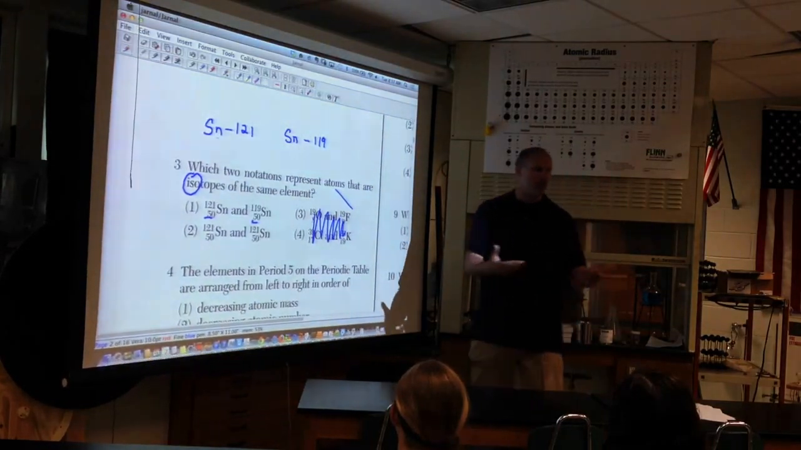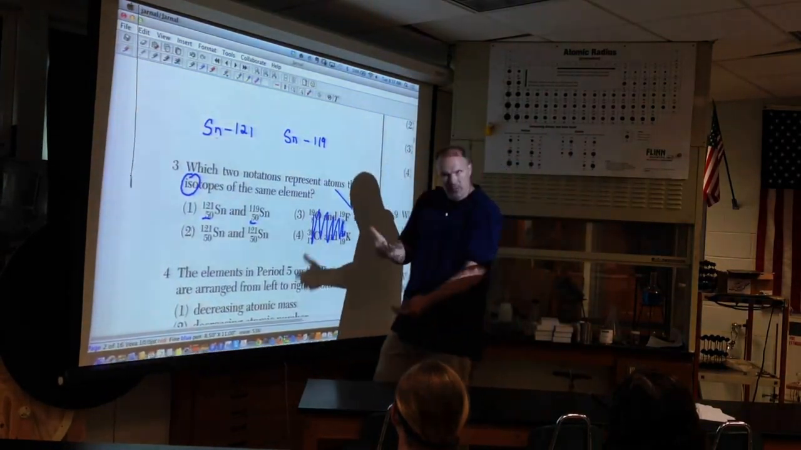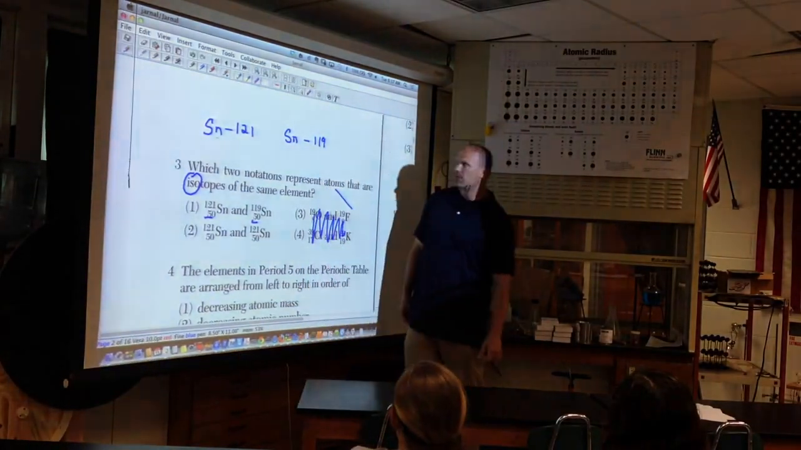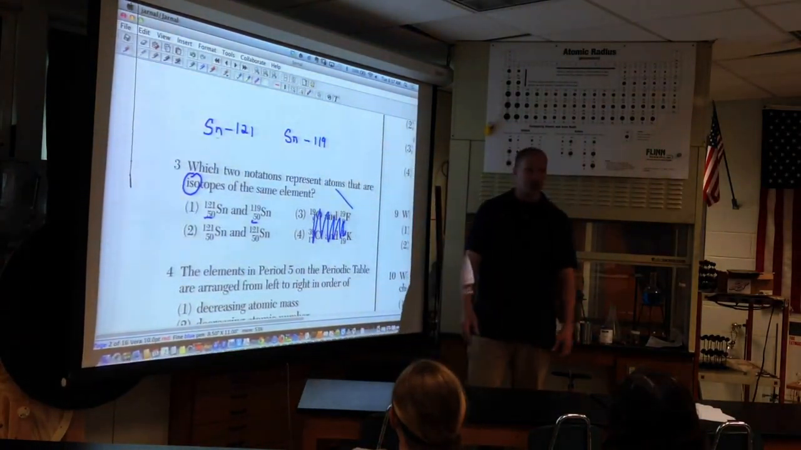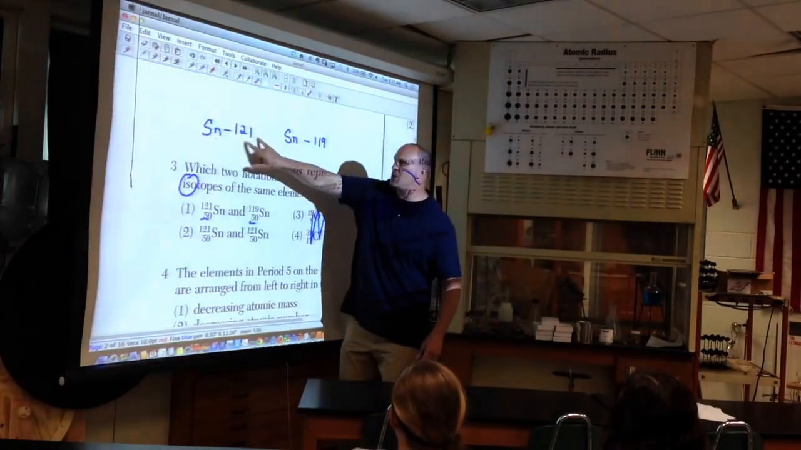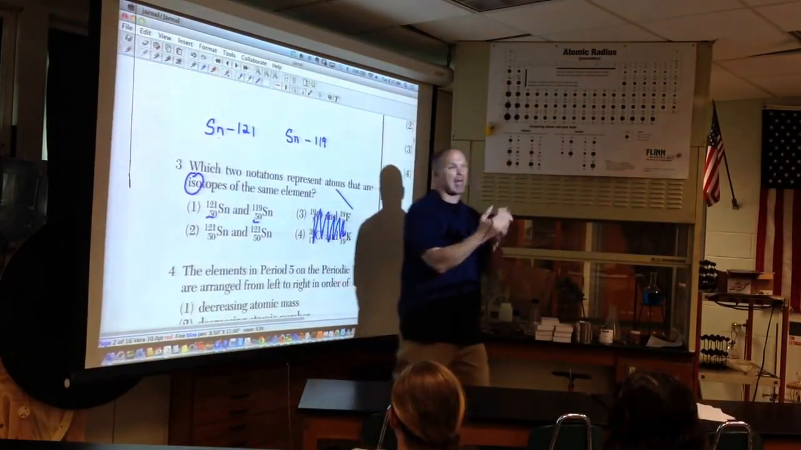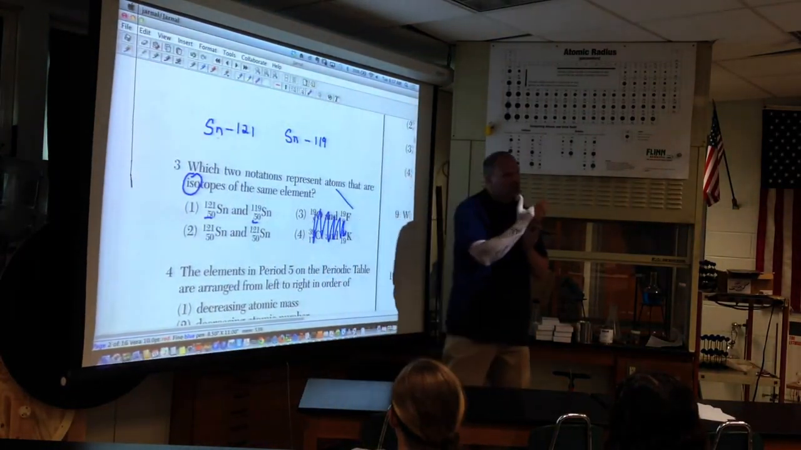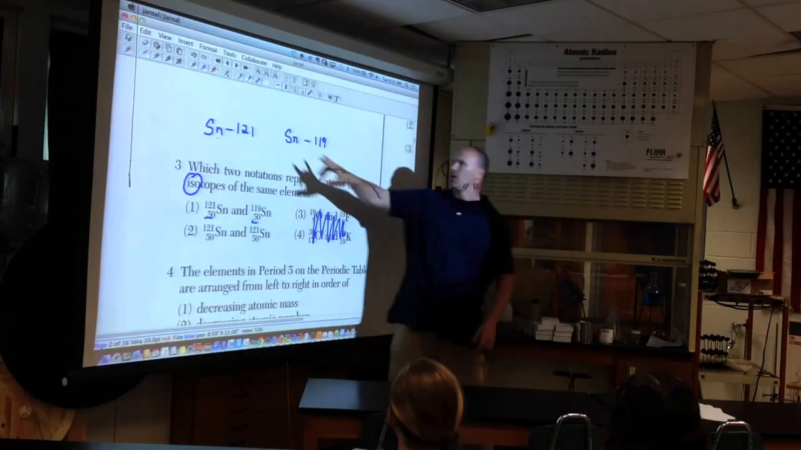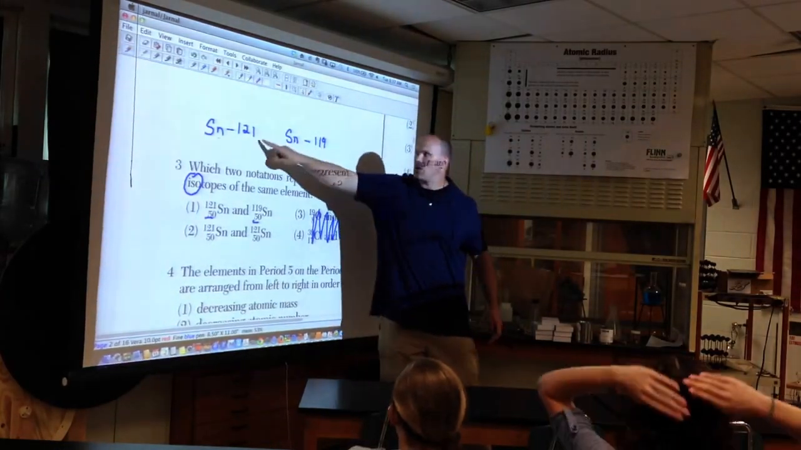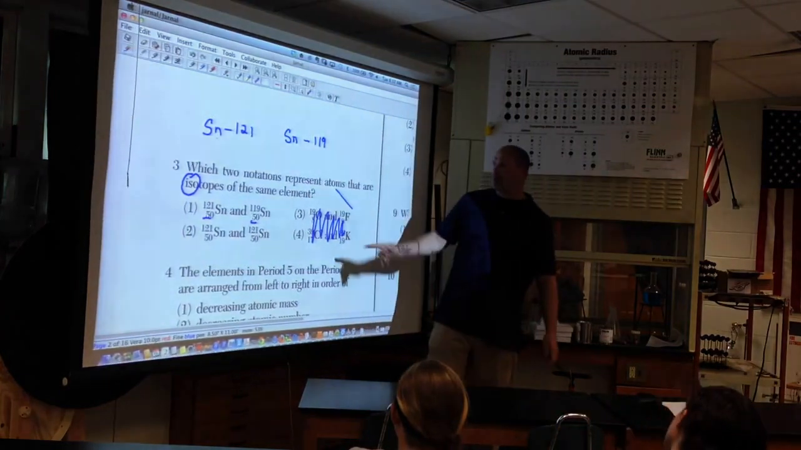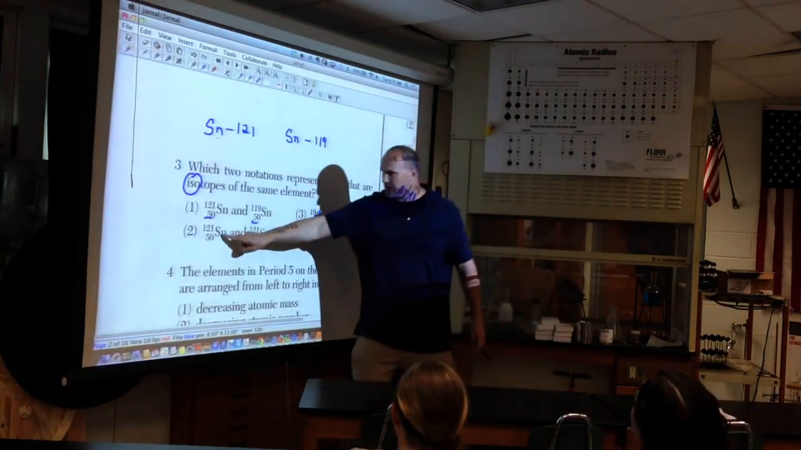Now, most of you guys don't talk like that on the weekends, but when I do, I say, well, I have tin 121. I have tin 119. Well, so what? Which tin do you have? Because every single element has a form of some different number of neutrons. So obviously, this is denoting the mass number.